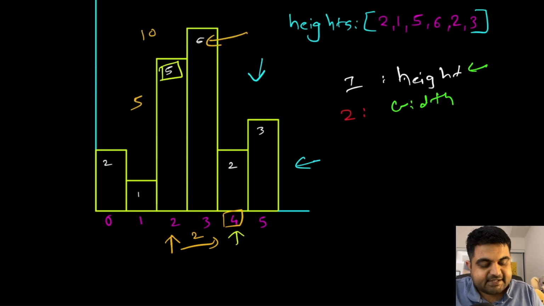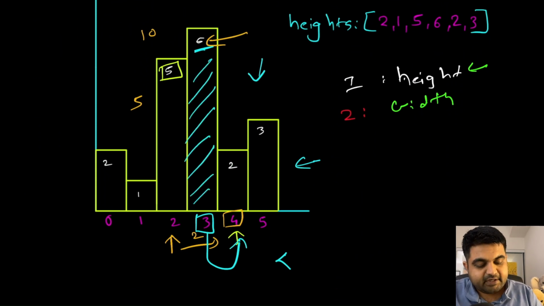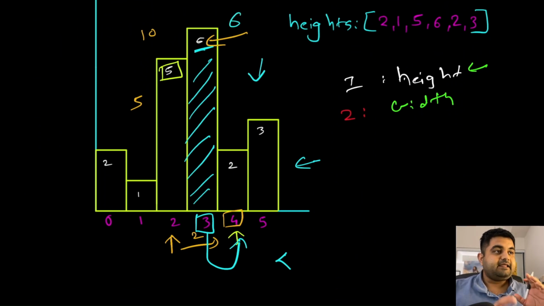Same way for this 6, it comes into existence at index number 3, but since the height at index number 4 is lesser than at index number 3, this 6 only remains in existence for one single bar. So the maximum area we can make over here is only going to be of size 6. And this is the whole logic. This is the whole meat of the solution.